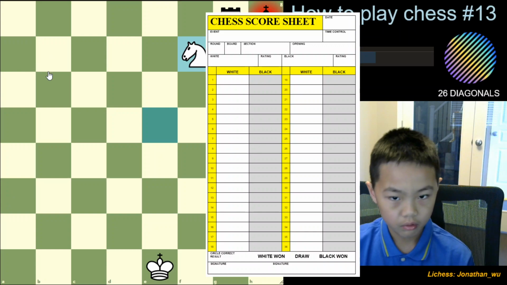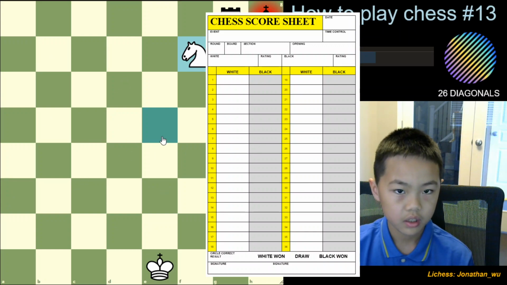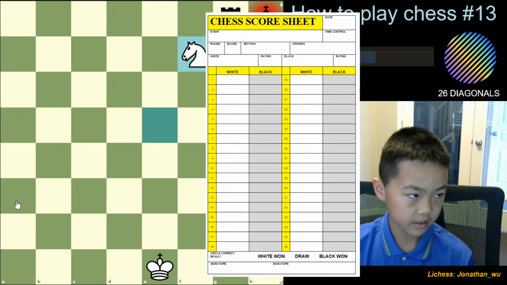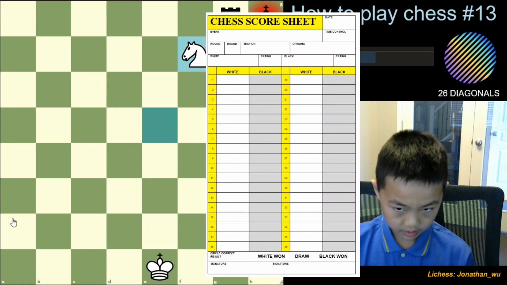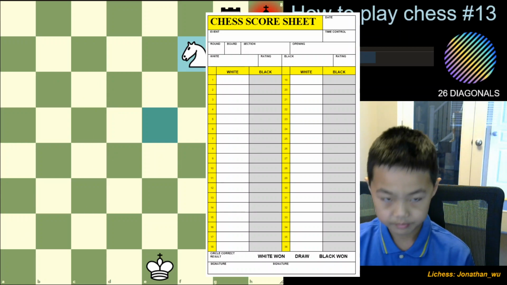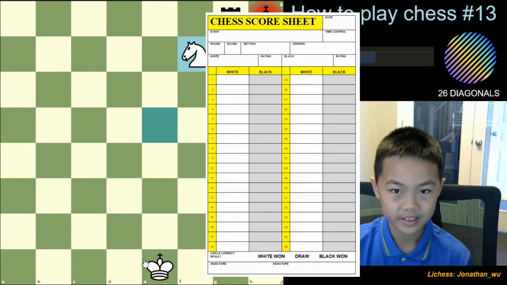Draw would be 1/2-1/2. And then black won would be 0-1. So I hope you kind of understood that.